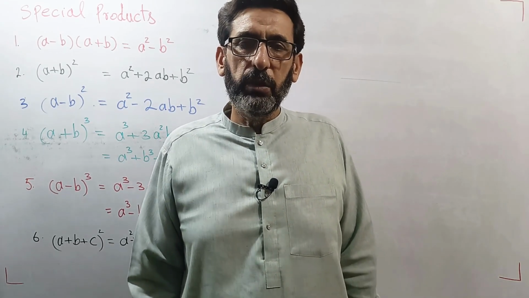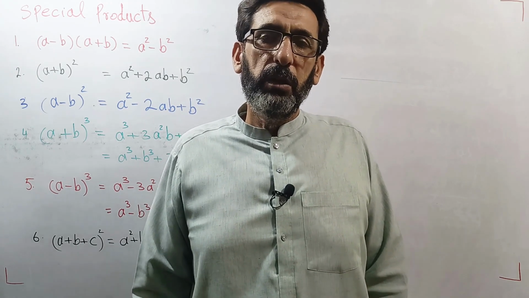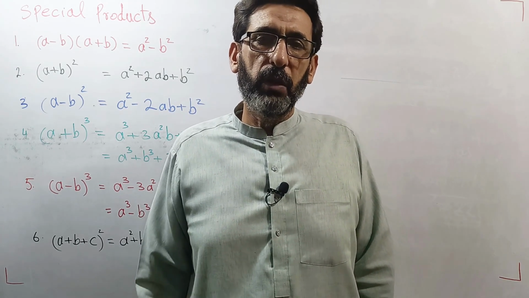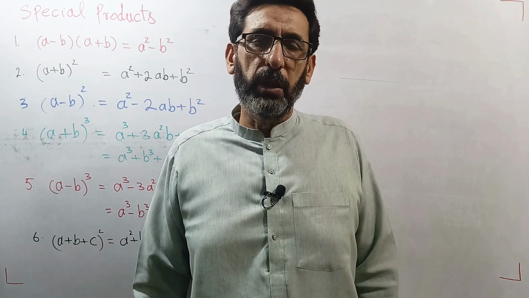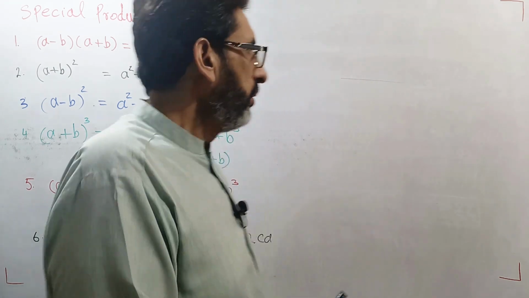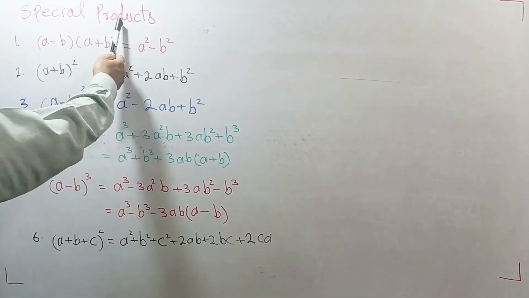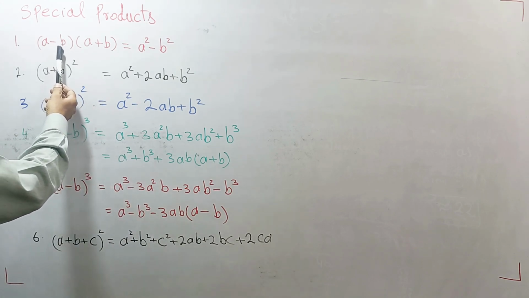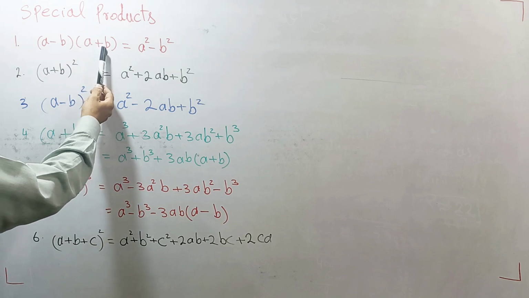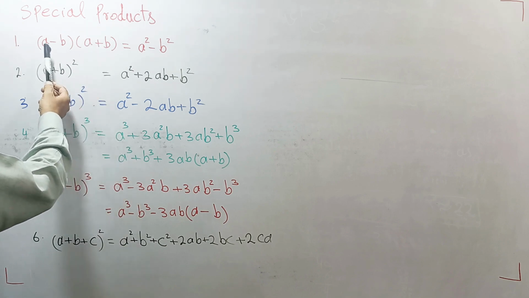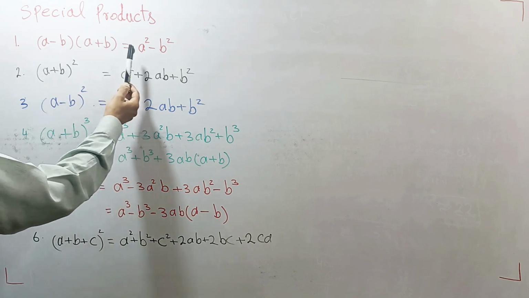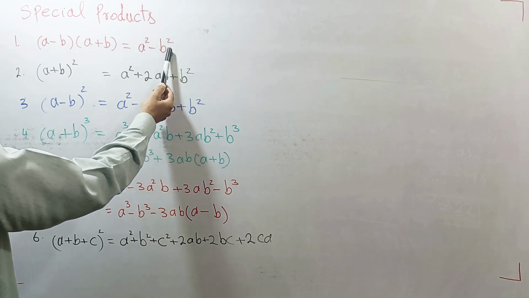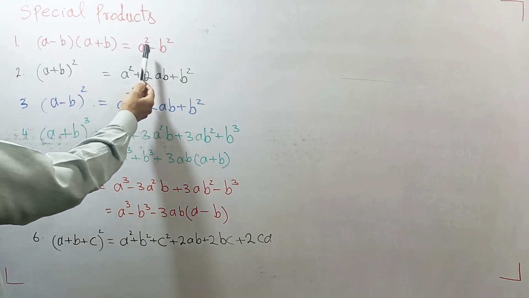Today we will discuss some special formulae. These are very helpful when we solve questions pertaining to algebra. We name them special products. Our first formula is (a − b)(a + b). When we multiply these two factors, we get a² − b². It is a very important formula.